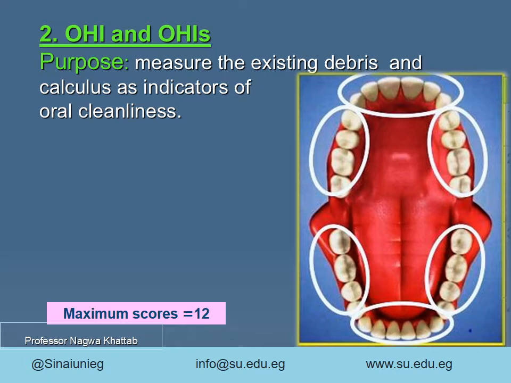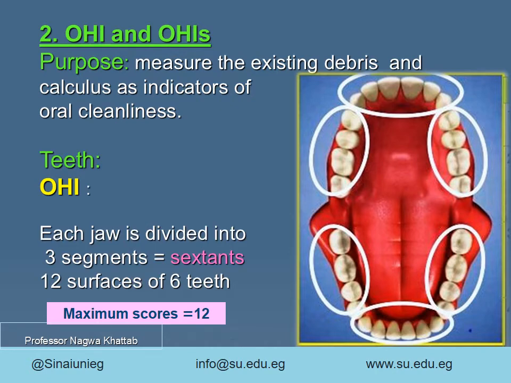What does it mean by debris? Debris includes dental plaque, materia alba, any deposits. Teeth examined differ between the oral hygiene index and the oral hygiene index simplified. For the oral hygiene index, all the teeth are examined.